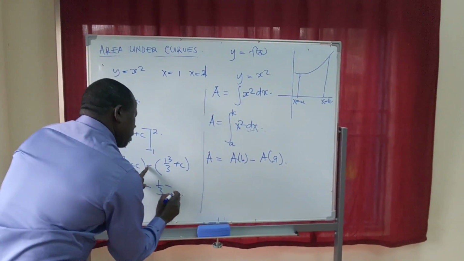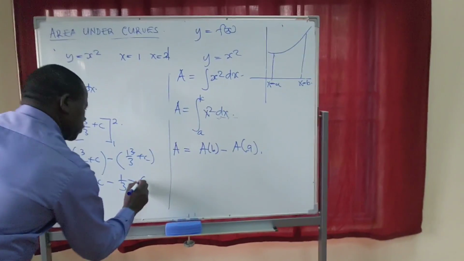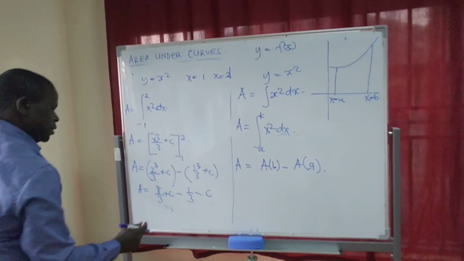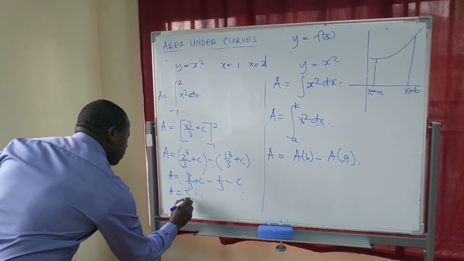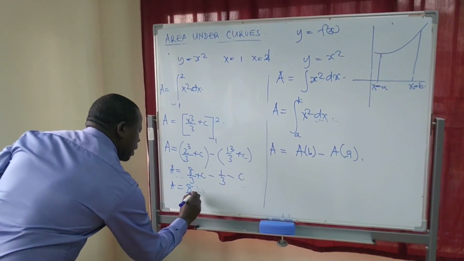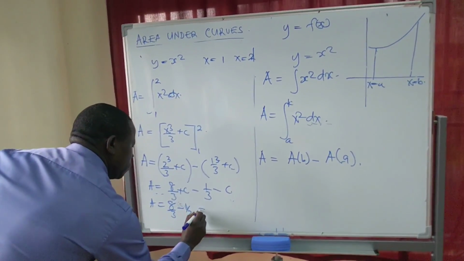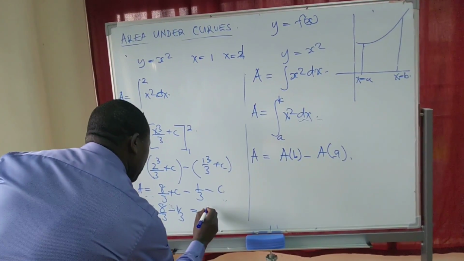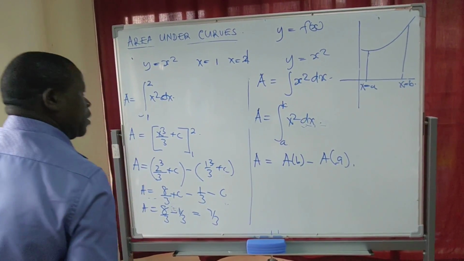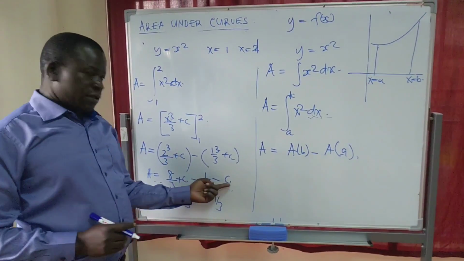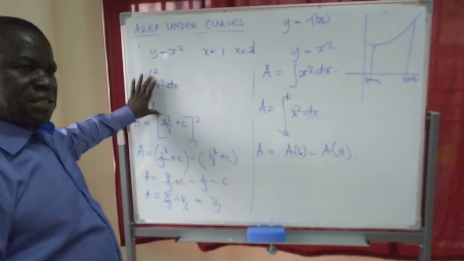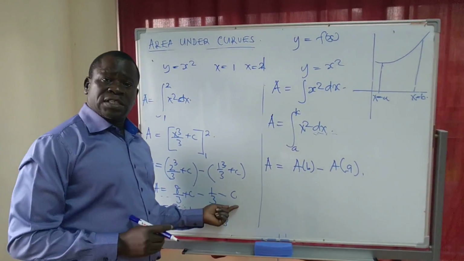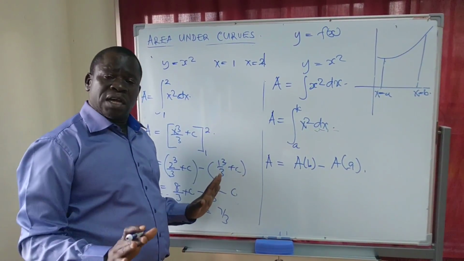Of course, the minus affects this, so it becomes a minus c as well, which means this c will cancel. We'll have now area A become 8 over 3 minus 1 over 3, which gives me 7 over 3. Now, you see what happened to the constant? The constant cancels. So that means when you are dealing with integration with limits, there is no need of putting the constant, because at all times the constant will cancel.